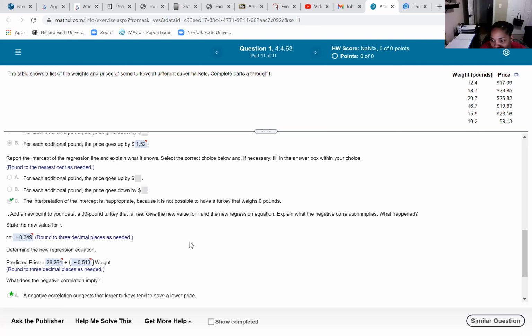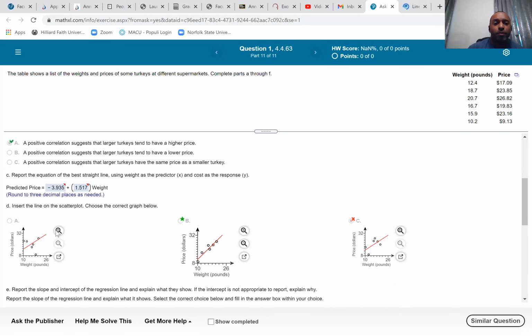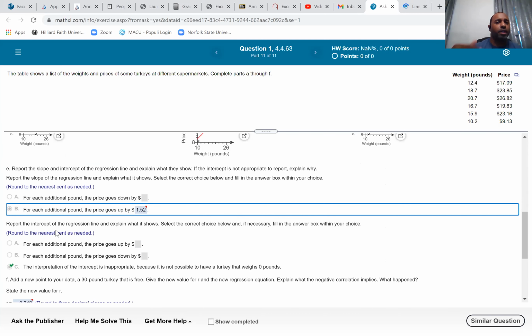Is that every time it's zero? No, it depends on what the application is. It just so happened in this application, it was pounds and price. So when you say 0 pounds, you're talking about plugging it in for the weight right here. I got you. Then the result will be -3.93. In this application it wouldn't make sense, but there are some that probably would. I'm pretty sure they're going to give you one and mix it up. Some of you may get one that doesn't make sense, and somebody else may get one that does make sense.